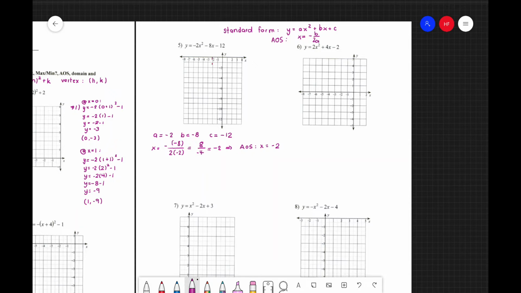So here is my axis of symmetry. So that's going to be the line that cuts the quadratic straight in half, and then the vertex will be somewhere on that line. So since I know that the vertex is on that line and I have an x value, then I can just plug that in to be able to find the y value. So for my vertex, I know x equals negative 2, so I'm going to plug that in. y would equal negative 2 times negative 2 squared minus 8 times negative 2 minus 12.